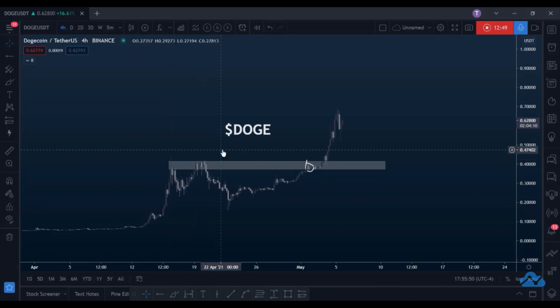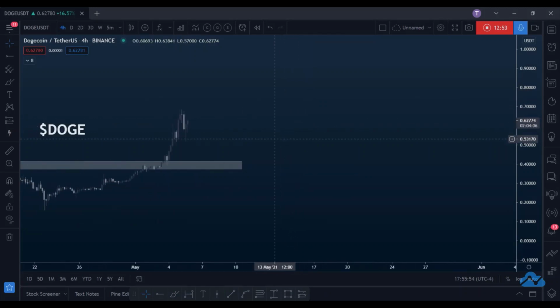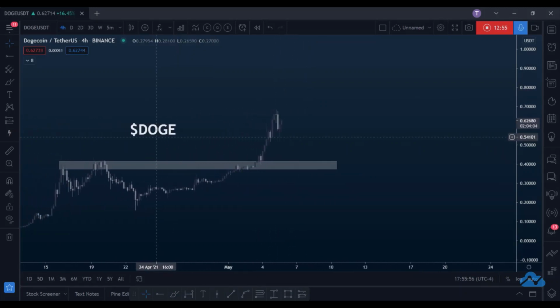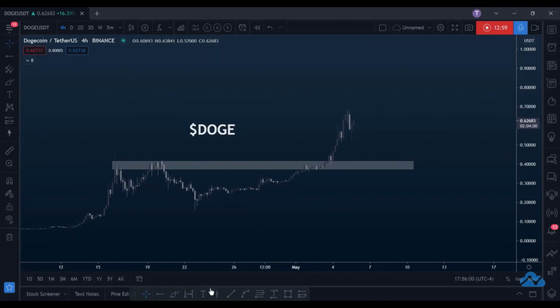Just this one level. Now, we have price hanging out up here, and we actually have a catalyst. The catalyst is, I think it's May 8th, Elon Musk is going to be on Saturday Night Live. And who knows what's going to happen.